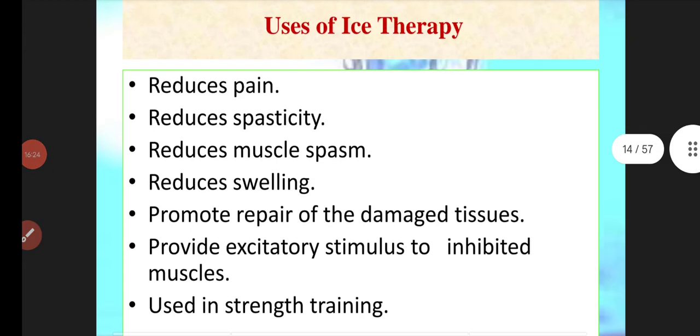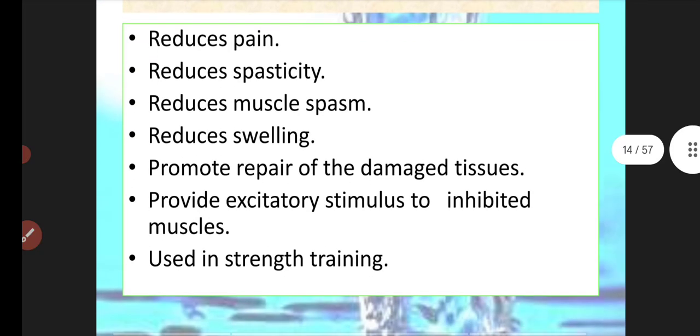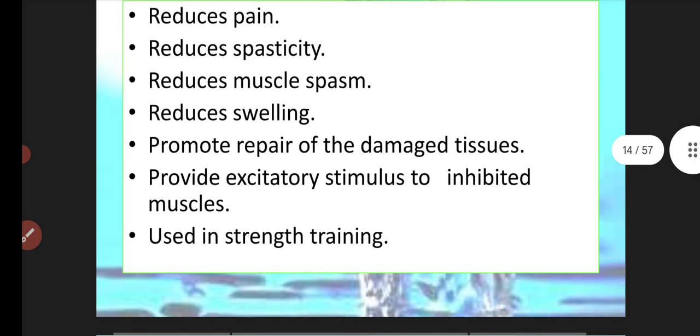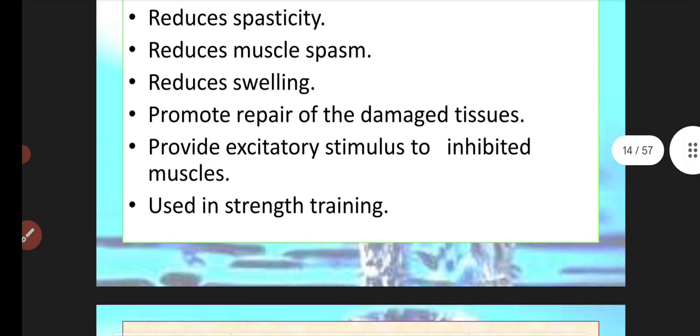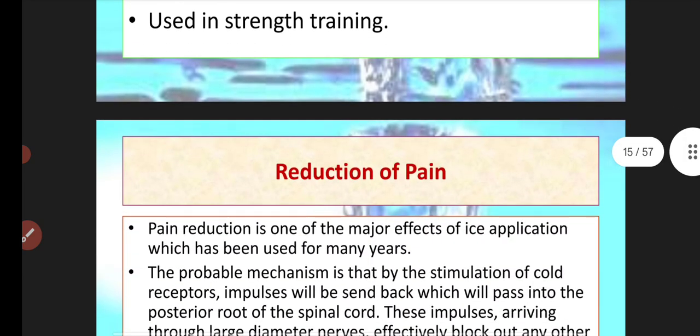In other words, these are the uses or therapeutic effects of ice therapy: reduce pain, reduce spasticity, reduce muscle spasm, reduce swelling, promote repair of the damaged tissue, provide excitatory stimulus to the inhibited muscles, whichever muscles are inhibited due to any cause, and use in strength training.